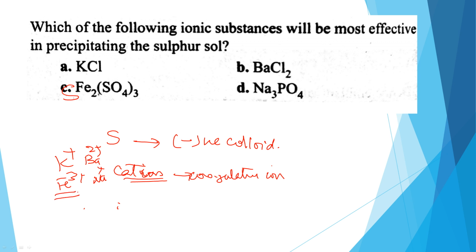The Fe3+ ion has more charge. The cation which has a higher charge is more effective in causing the coagulation or precipitation. Therefore, this is the correct option. That is, C is correct.